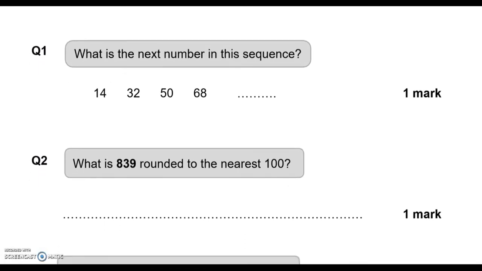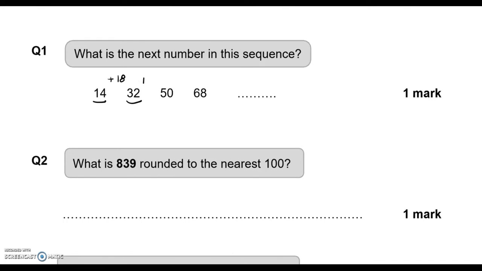Question 1. What's the next number in this sequence? We've got 14, 32, 50, 68. So we'll need to find the next number. To get from 14 to 32, we need to add 18. And the way to work it out, if you do 32, take away 14, it should give you 18.